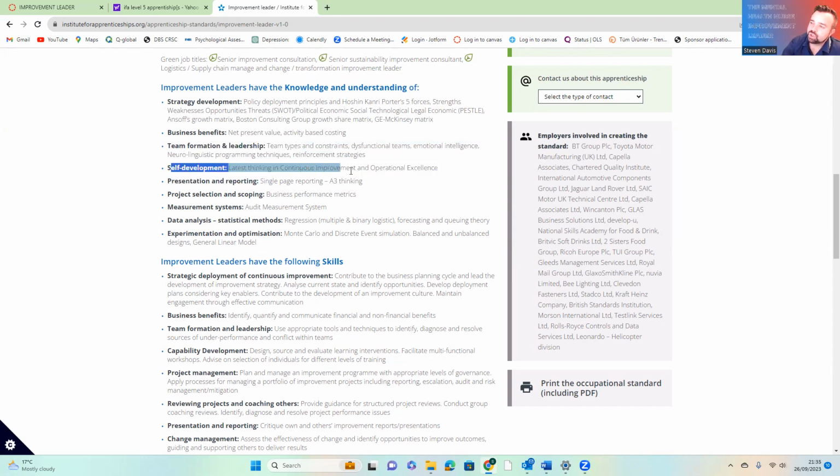Self-development, looking at your own continuous quality improvement, looking at how you operate, looking at how you maintain your standards and how you look at your professional development is really important.